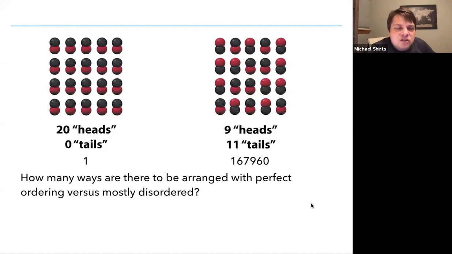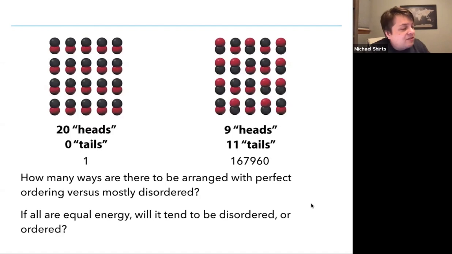And so if it just randomly happens to be one way or the other, generally it's going to be in a more disordered state. So we can actually start counting how many states there are. It's going to be 167,960 times more likely to be in that second state. And that ratio ends up being a good measure, highly related to the entropy.